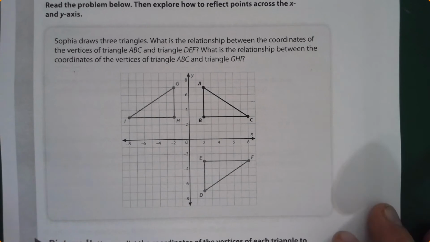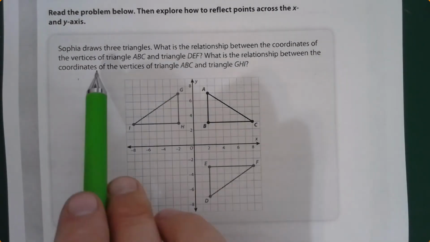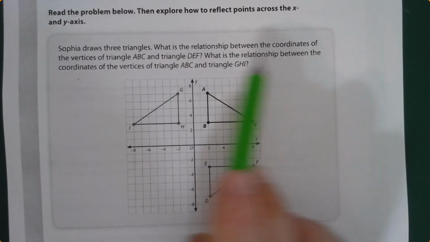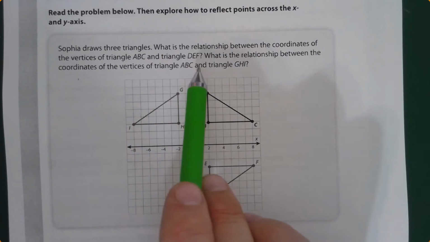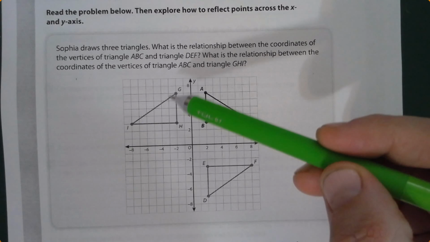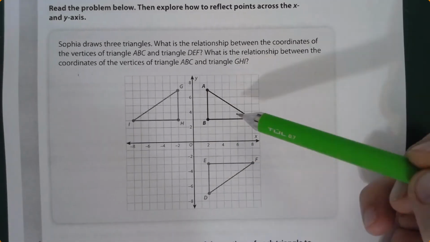All right, so Sophia draws 3 triangles. What is the relationship between the coordinates of the vertices of triangle ABC and triangle DEF? What's the relationship between the coordinates of the vertices of triangle ABC and triangle GHI? So we got ABC here, and then we got DEF. And then we got triangle ABC and GHI.